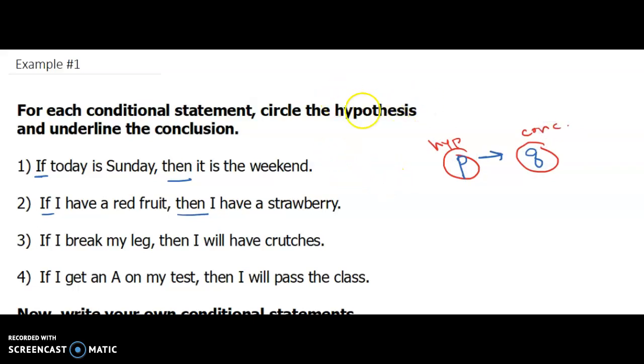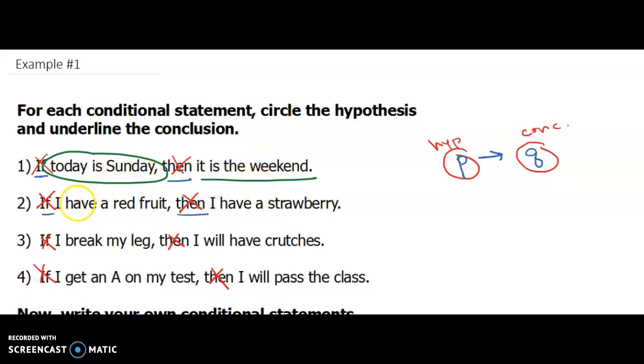Okay, so if I wanted to circle the hypothesis and underline the conclusion, now I want you to realize that the if and the then is not part of the hypothesis and conclusion. If you were to write if and then on a test or a quiz, I would count some points off. So I'm just going to X out the if and the then on all these just to make sure I don't use them. Okay, so hypothesis comes before the conclusion, and we're going to circle the hypothesis. So if today is Sunday is the hypothesis, it is the weekend is the conclusion. So what I circled and what I underlined, if I would say it by itself, it's a declarative statement.